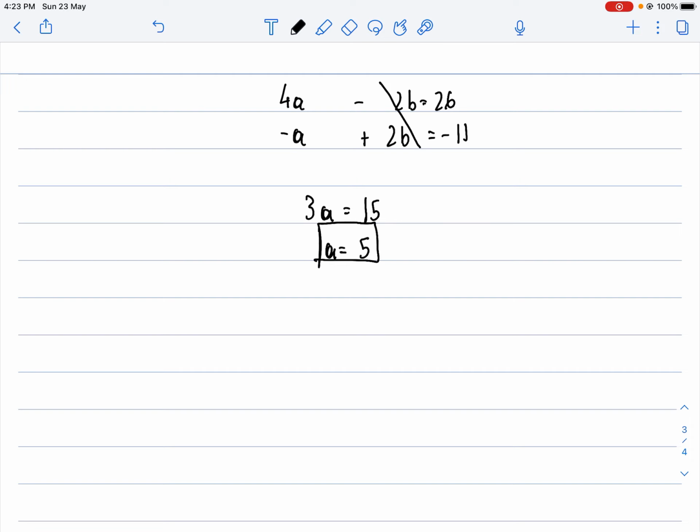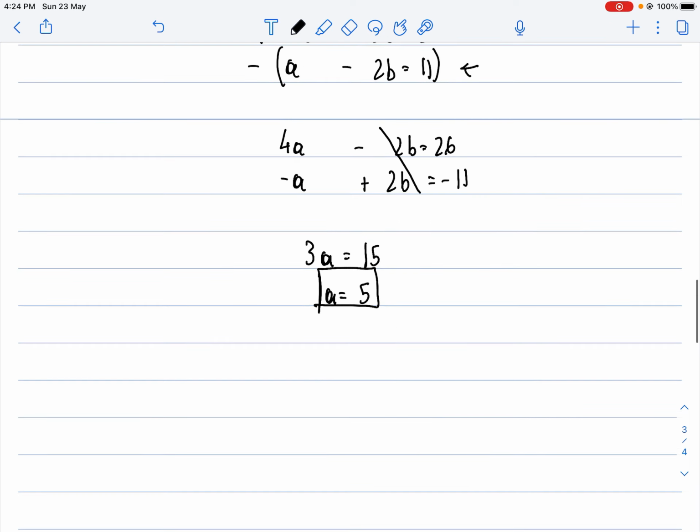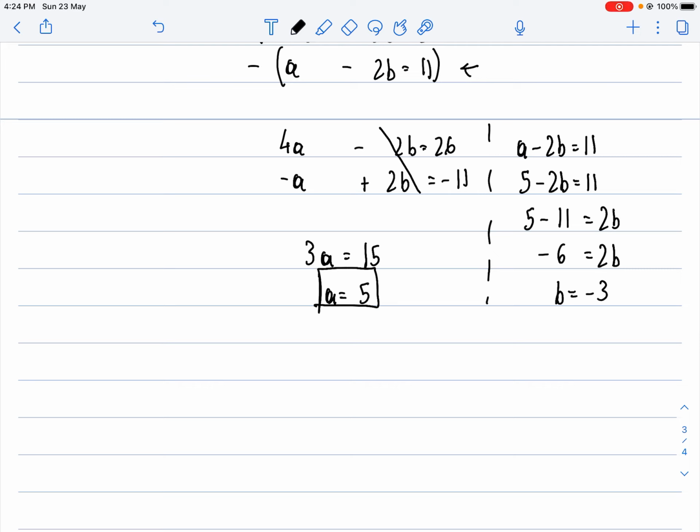Now for b, I know I have an equation a minus 2b equals to 11. So I can write this as 5 minus 2b equals to 11, which I can write as 5 minus 11 equals to 2b. So I get minus 6 equals to 2b, which gives me my b as minus 3. So these are basically your values of a and b, 5 and minus 3.